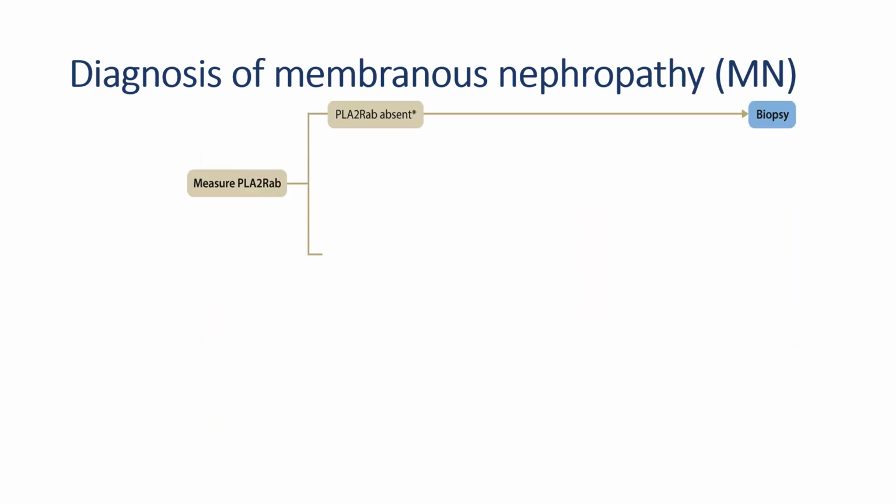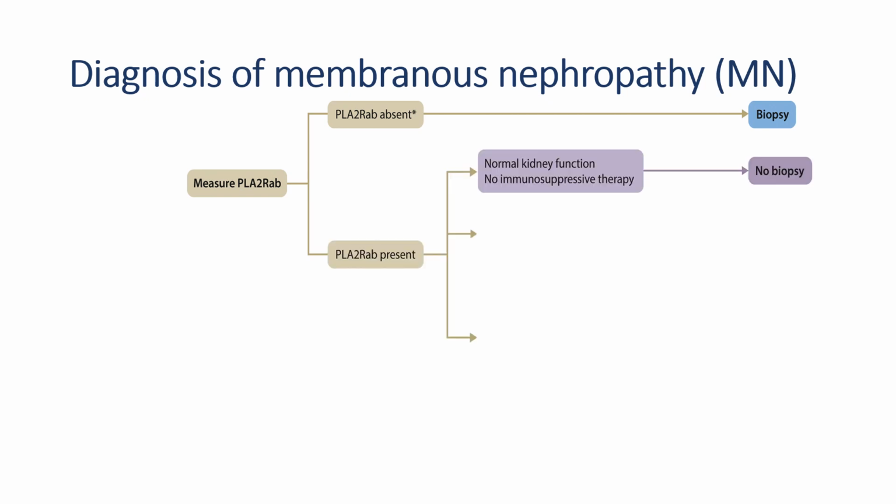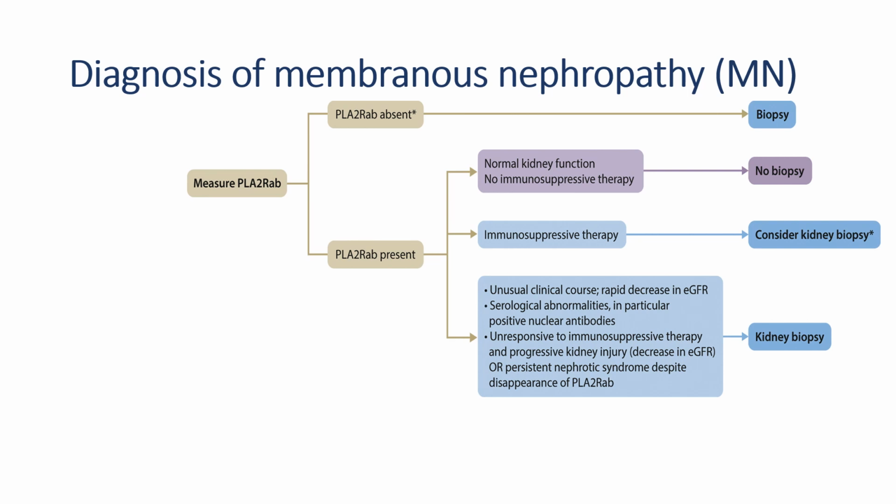So we will measure phospholipase A2 receptor antibody. If it is absent in your patient with nephrotic syndrome, you have to do a biopsy. If you have a patient with nephrotic syndrome and the antibodies are present, check if the patient has normal kidney function, and you decided, as we will say later in this lecture, that you will not give immunosuppression, then there is no need for biopsy. If the patient is on immunosuppressive therapy according to your decision, you have to consider doing a biopsy. And finally, you have to do a biopsy if there is an unusual clinical course or rapid decrease in GFR, if there are serological abnormalities indicating a secondary cause, if you started immunosuppressive therapy and the patient is unresponsive with progressive kidney injury, or if the patient has persistent nephrotic syndrome despite disappearance of phospholipase A2 receptor antibodies.